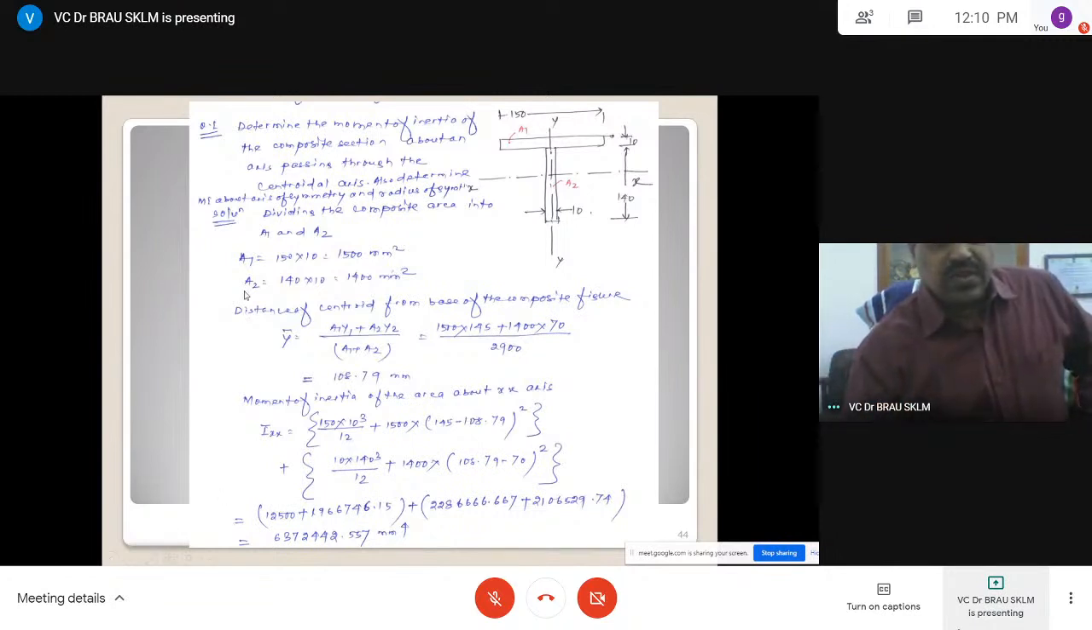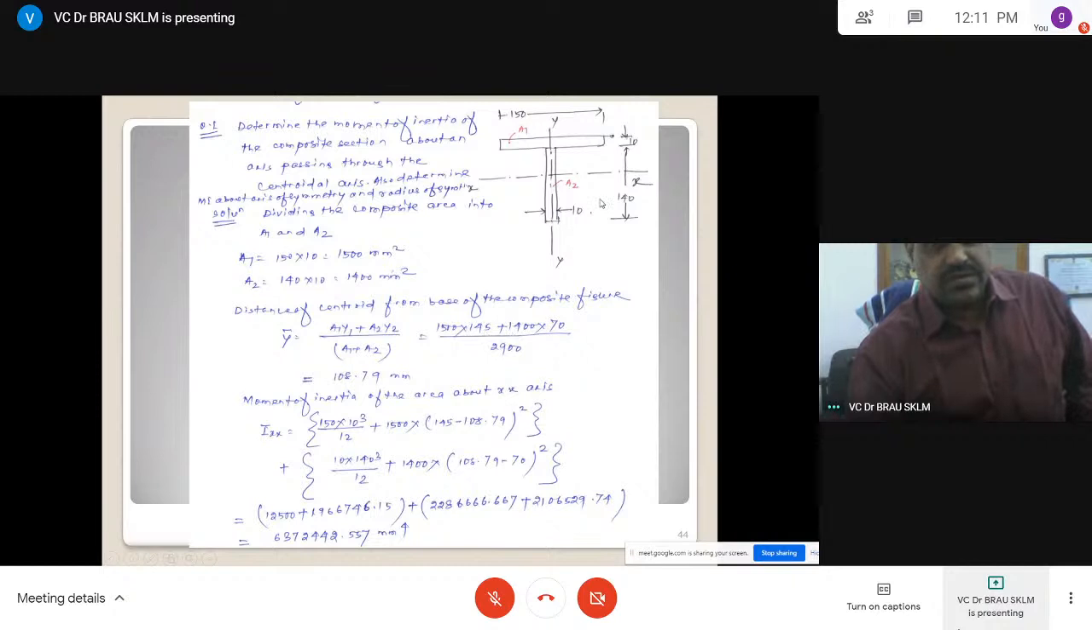Here the solution is: this is A1, and this is A2. A1 is length into width, 10 into 150, which is 1500. A2 is 140 into 10, 1400. Then the centroid Y is (A1 Y1 plus A2 Y2) divided by the total area, A1 plus A2. This is the centroid, A1 Y1.